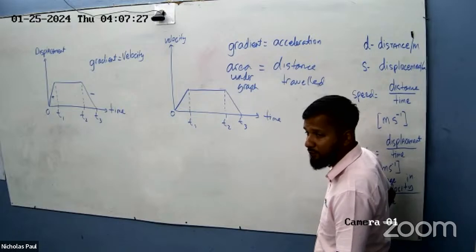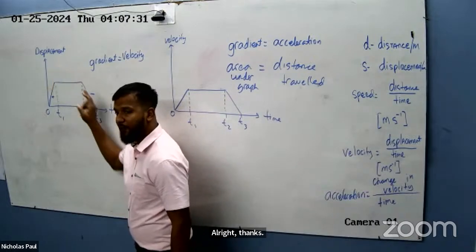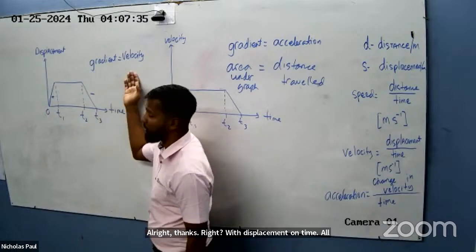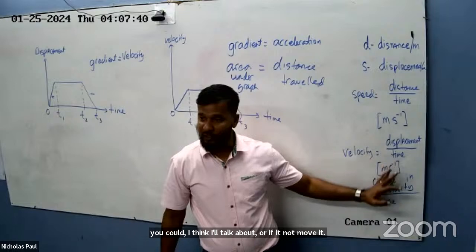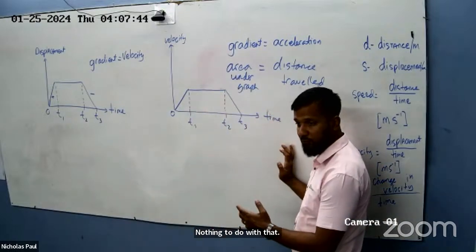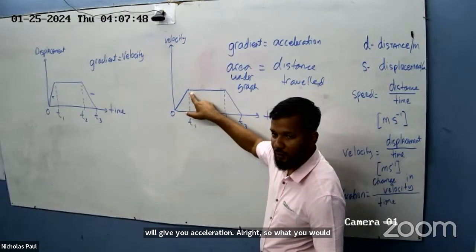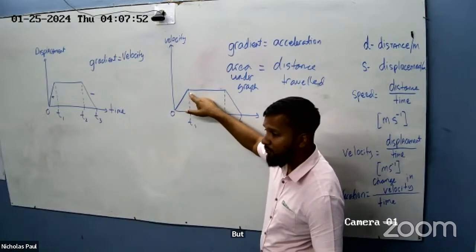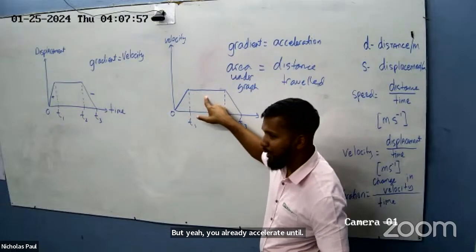You okay with that? Right? So if you see a graph with displacement and time, all you can get is things that we talked about. All you can get is velocity, or if it's not moving. Nothing to do with acceleration, right? This graph now is the one that will give you acceleration. All right? So what would you say happened from here to here? The body accelerates until T1. What happened here? Constant velocity, no acceleration.